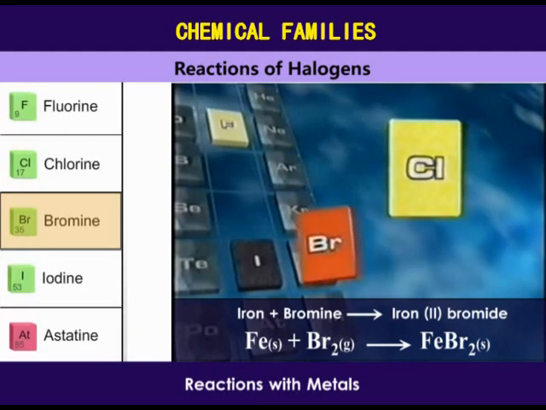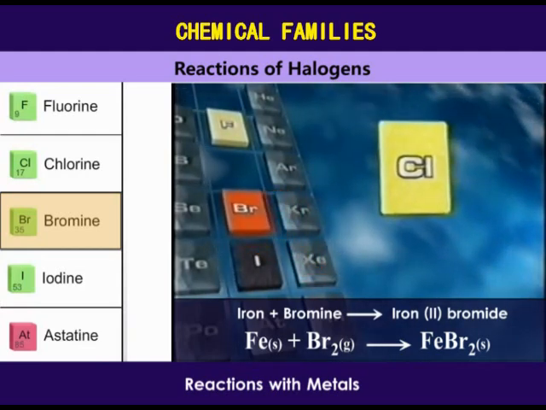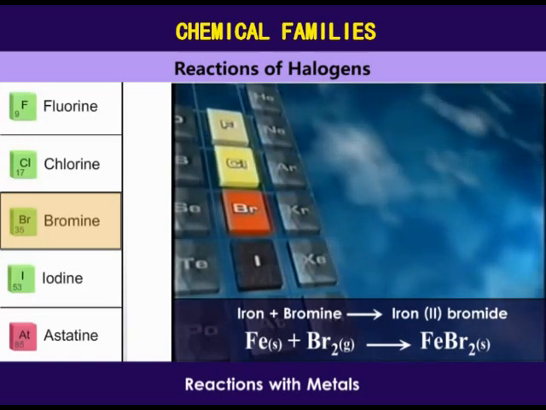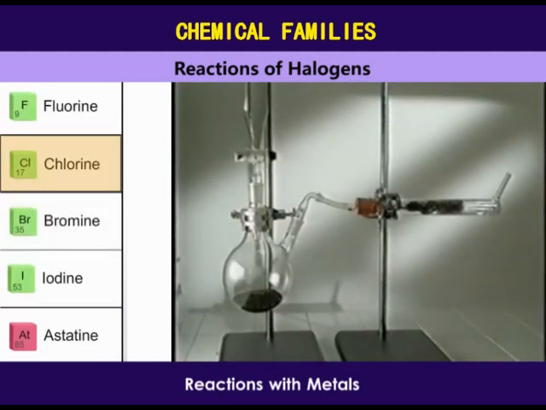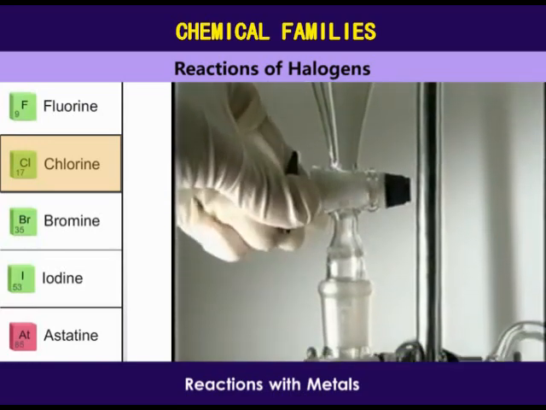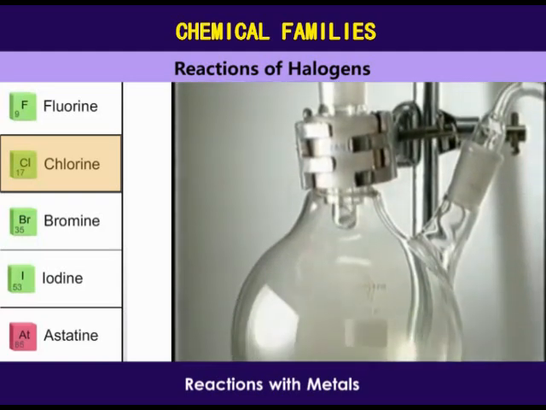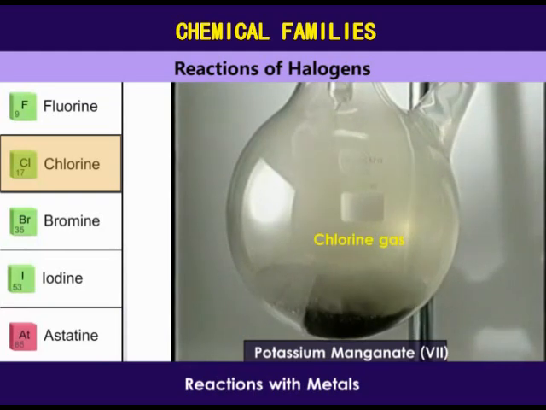Bromine is more reactive than iodine. It is above iodine in the periodic table. Chlorine is above bromine, so it should be more reactive. The apparatus on the left generates a stream of chlorine gas. Concentrated hydrochloric acid is slowly dripped onto potassium permanganate.